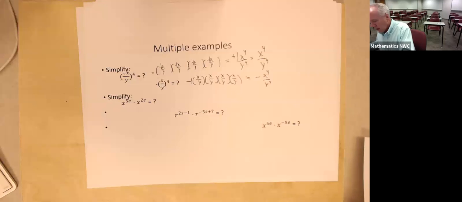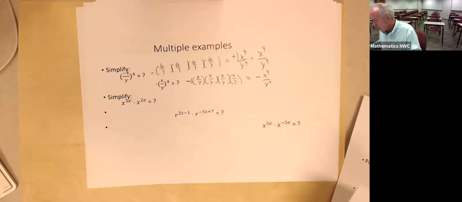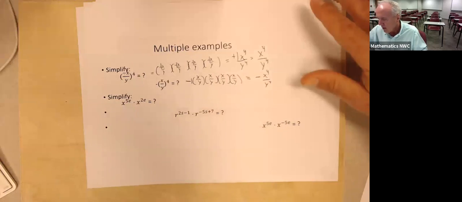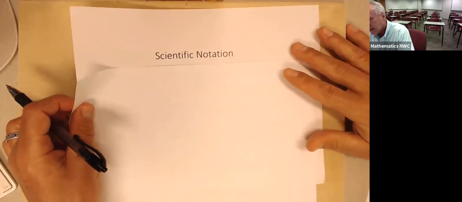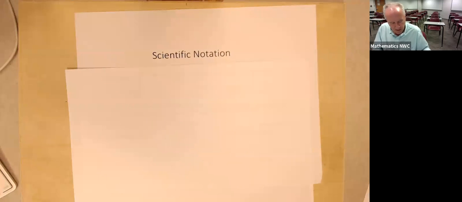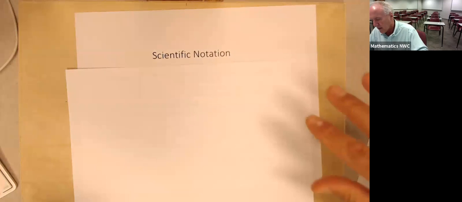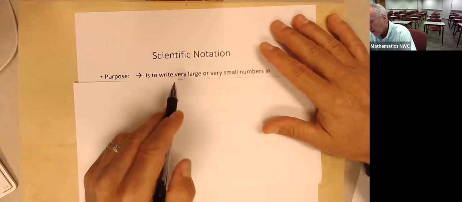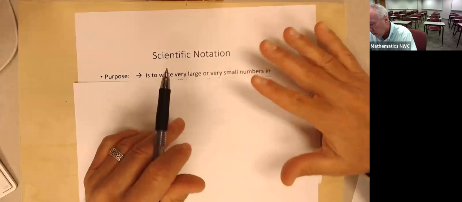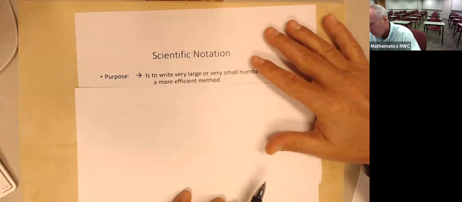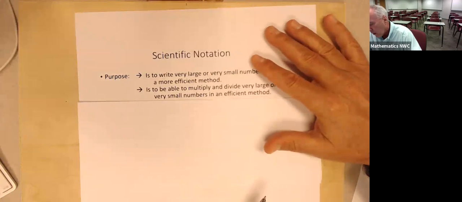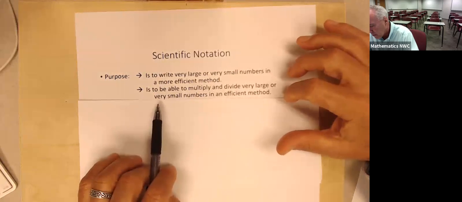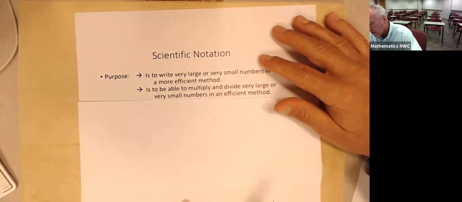Next, we're going to review a concept that's a little bit different, but tied to exponents. So I'm taking the exponents here off the table, so to speak, and we're looking at scientific notation, a review of that. Mainly because there are some exponent rules that oftentimes come into play with scientific notation. You remember scientific notation had a purpose to write either very large numbers or very small numbers in a relatively compact position. It's a more efficient method. We're able to also multiply and divide very large numbers or very small numbers in this more efficient method.